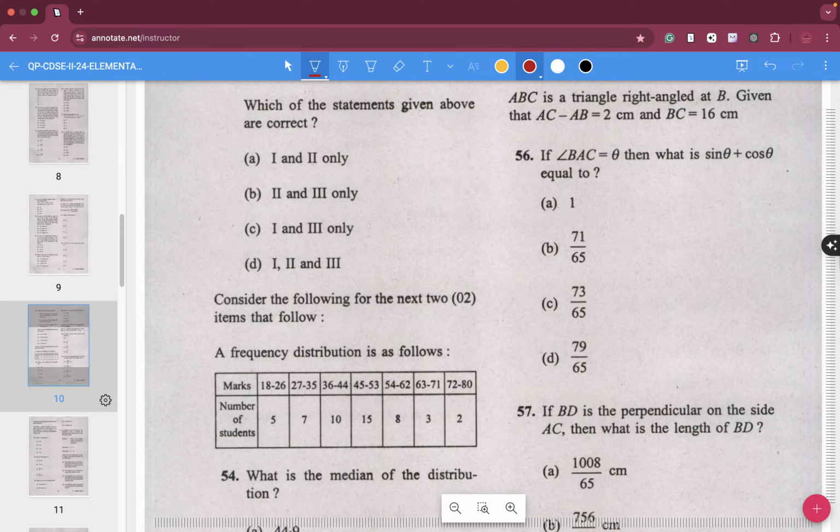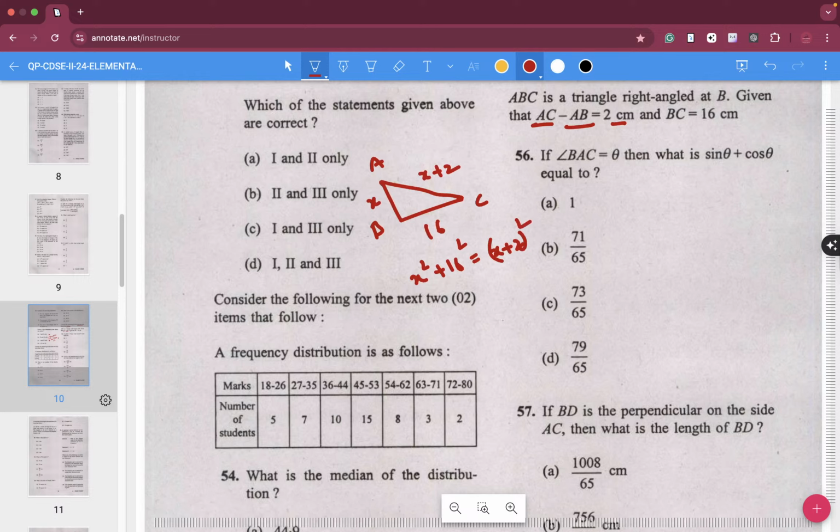ABC is a triangle. They will only ask about the right angle triangle. ABC is a right angle triangle. BC is equal to 16, they are given. AC minus AB is equal to 2, they are given. So if AB is x, AC is equal to x plus 2, isn't it? From here, can we say x square plus 16 square is equal to x plus 2 whole square, isn't it?